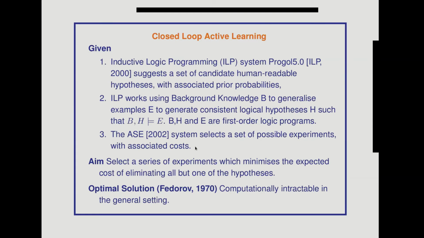The ASE system, which was the active part, selects a set of possible experiments with associated costs. So the aim here was to select a series of experiments which minimizes the expected cost of eliminating all but one of the hypotheses. And the approach that we were taking used gradient descent, entropy reduction, so maximum entropy reduction, an approximation of an optimal solution, which was suggested in the 1970s by the Russian scientist Fedorov. The optimal solution is computationally intractable, whereas ours was tractable and can be carried out efficiently.